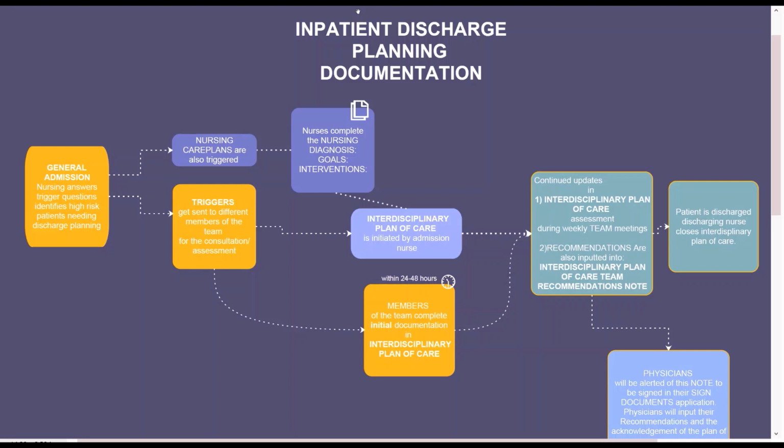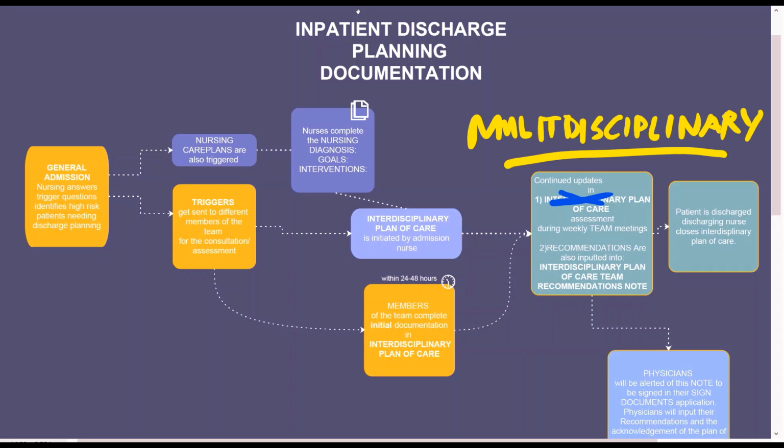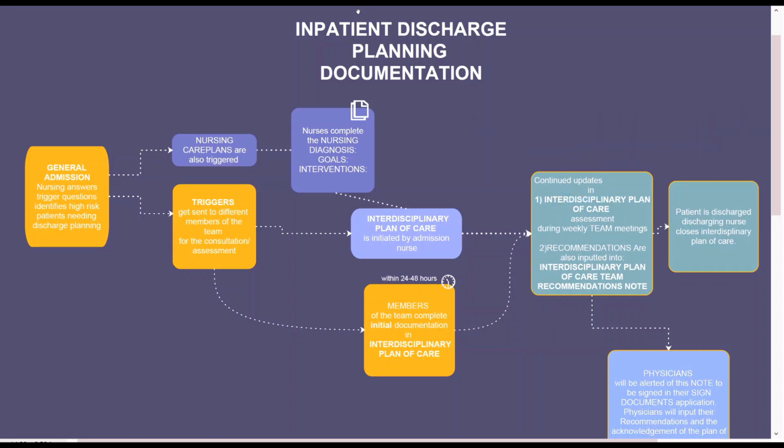After that, those triggers get sent to different members of the interdisciplinary team, which are the ancillary departments, for consultation and assessment. Now, after that, the interdisciplinary plan of care must be initiated by the admission nurse or other members of the interdisciplinary team if they get to it first. After that, an interdisciplinary plan of care, or what we will be calling it, multidisciplinary plan of care, weekly meeting will be done by the team.